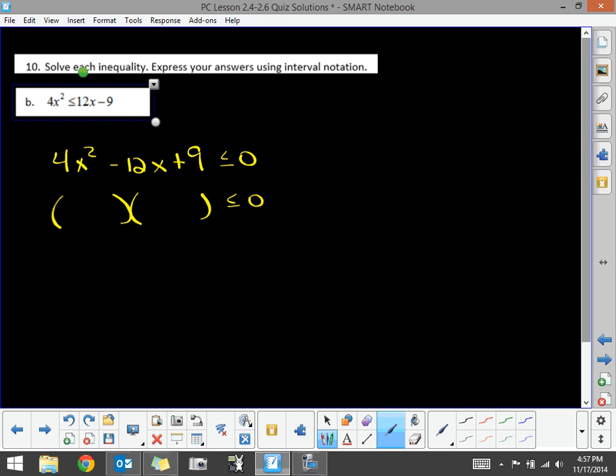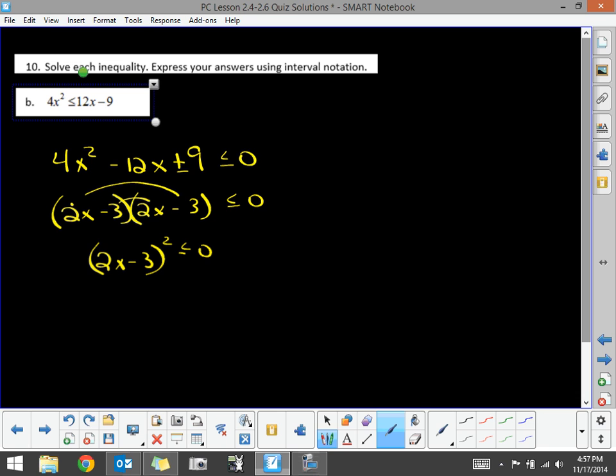4x squared. I'm looking at this as a trinomial square, so I think it's a 2x, a 2x, the signs have to be the same, and they both have to be negative. Now if I go 3 and 3, I get a negative 6x, which is a negative 12x. So that's factored. So really it's 2x minus 3 squared. It has to be less than or equal to 0.